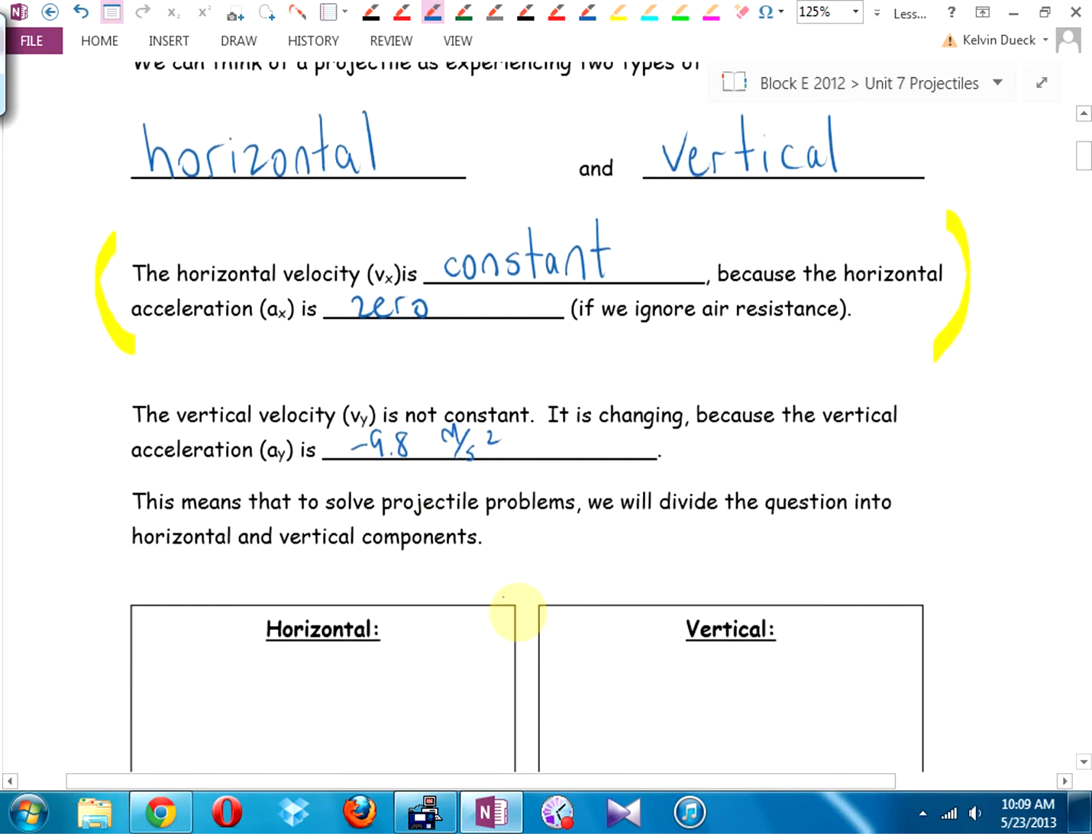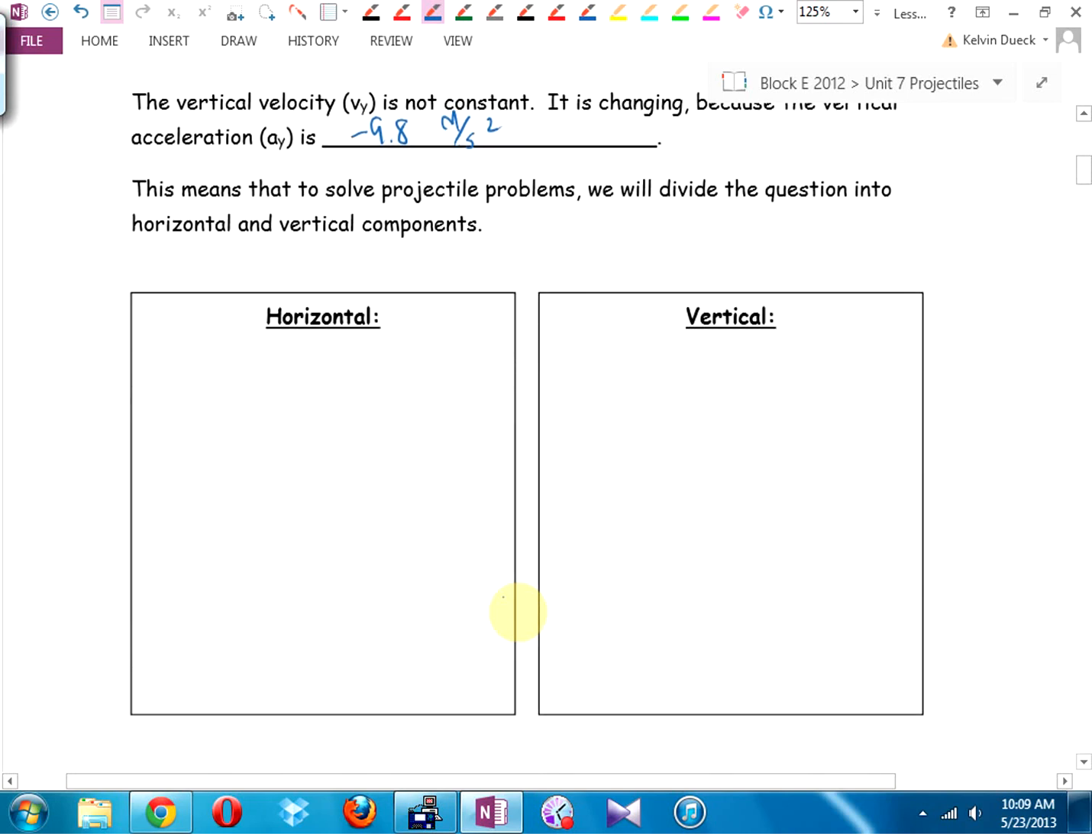And what this means is if I'm going to solve a projectile problem, I'm going to start by dividing the question into horizontal and vertical components. In fact, the first thing I'm going to do anytime you're giving me a projectile question, I'll draw a line down the middle of the page, I'll do a horizontal and a vertical column, and then I always write this. AX equals 0, AY equals negative 9.8.